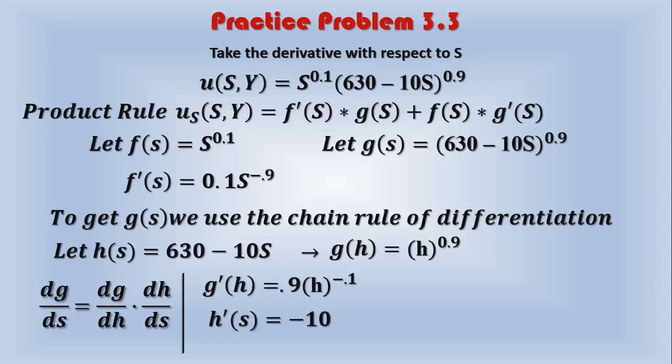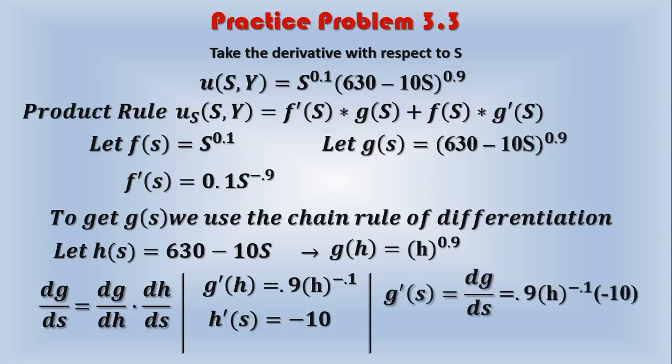So then the derivative of the entire function, g of s, which is a composite function, is the product of the derivative of the outside function times the derivative of the inside function. So you have 0.9 times h raised to the power of negative 0.1 times negative 10. That's just the product of these two. And then we'll plug back in what h is. H is 630 minus 10s. So then I multiplied negative 10 times 0.9, which is negative 9, times h raised to the power of negative 0.1, which is 630 minus 10s raised to the power of negative 0.1. All right, so now we have the second derivative we need to be able to use our product rule.